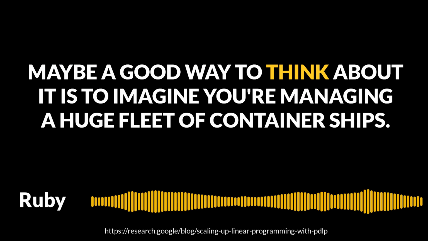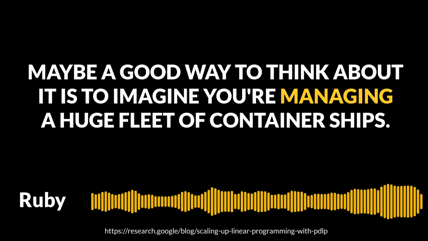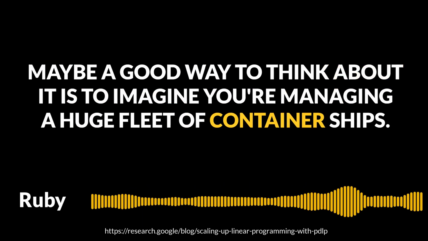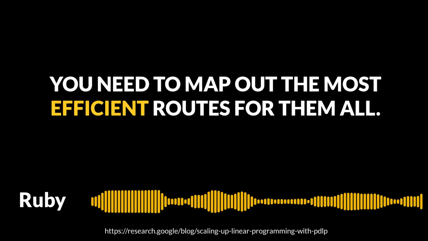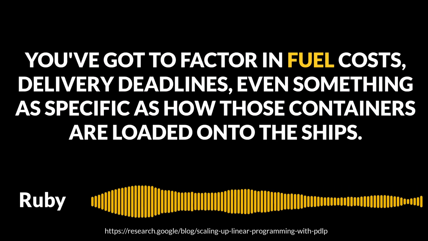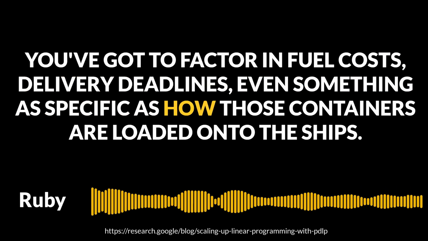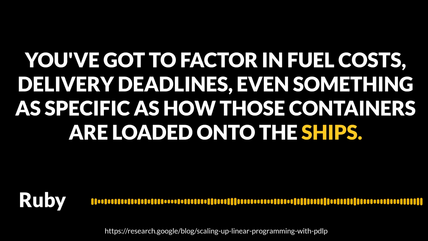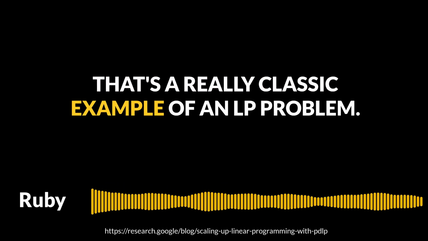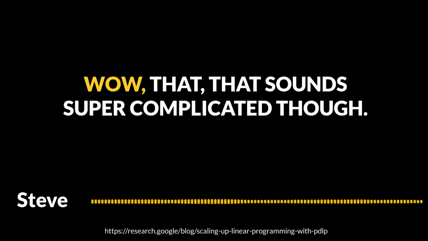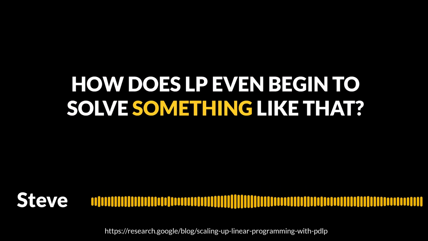Maybe a good way to think about it is to imagine you're managing a huge fleet of container ships. You need to map out the most efficient routes for them all. You've got to factor in fuel costs, delivery deadlines, even something as specific as how those containers are loaded onto the ships. That's a really classic example of an LP problem. Wow. That sounds super complicated, though. How does LP even begin to solve something like that?